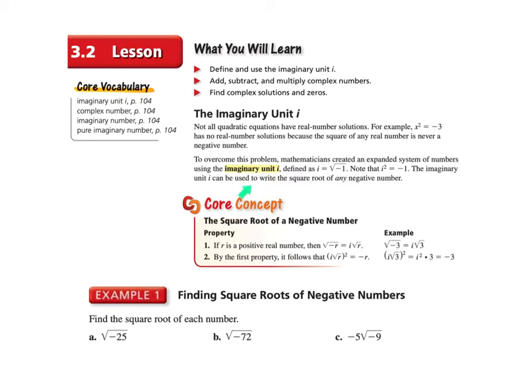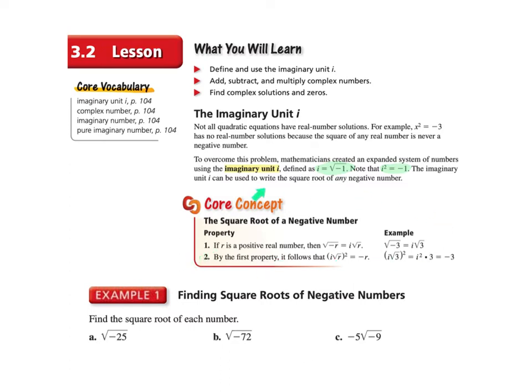So they designed the imaginary unit, and i is equal to the square root of negative 1. Okay? You might want to write that down. Let me highlight that in a different color. That's an important part. And if you square i, the square root of negative 1 squared is just negative 1. So those are the two things we're going to use throughout this lesson. The imaginary unit i can be used to write the square root of any negative number.